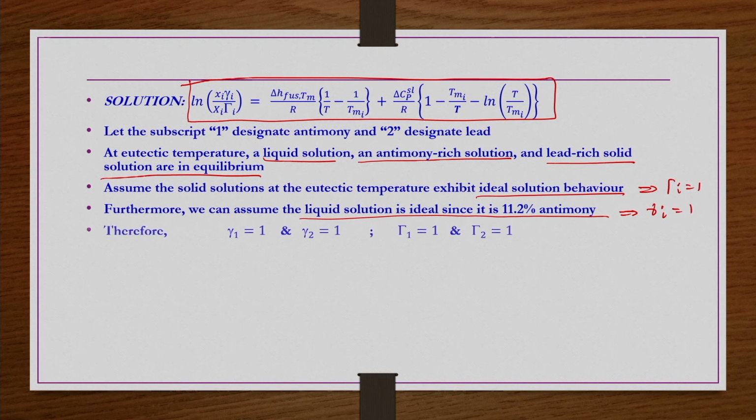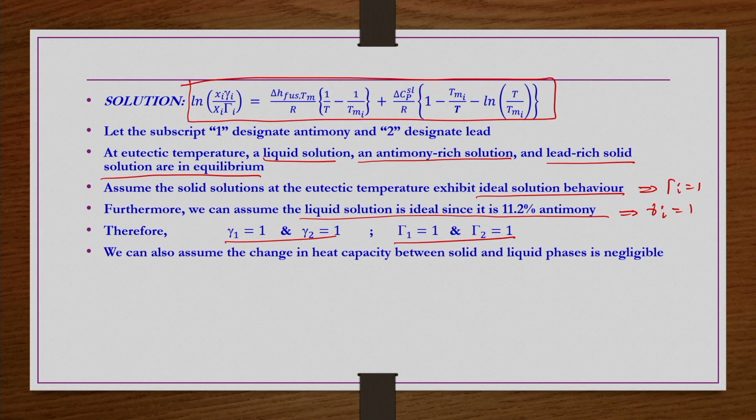Okay. Then we have, for both the components, small gamma 2 is equal to 1, capital gamma is equal to 1, capital gamma 2 is equal to 1. We can also assume the change in heat capacity between solid and liquid phases is negligible.